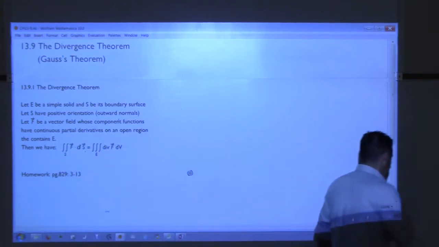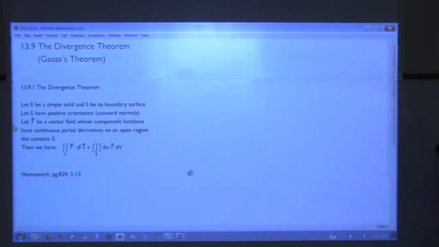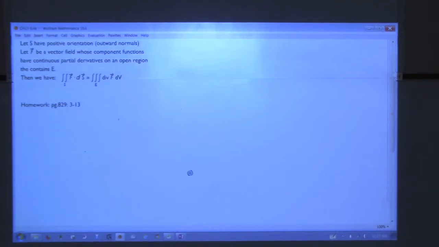All right, let's do a problem. I don't have any more notes for this. I have your homework assignment there, page 829, problems 3 through 13. Now all I'm going to do is some examples. The first example I'm going to do is go back to 13.7, because 13.7 was when we were doing flux, and I'm going to look at example 5.